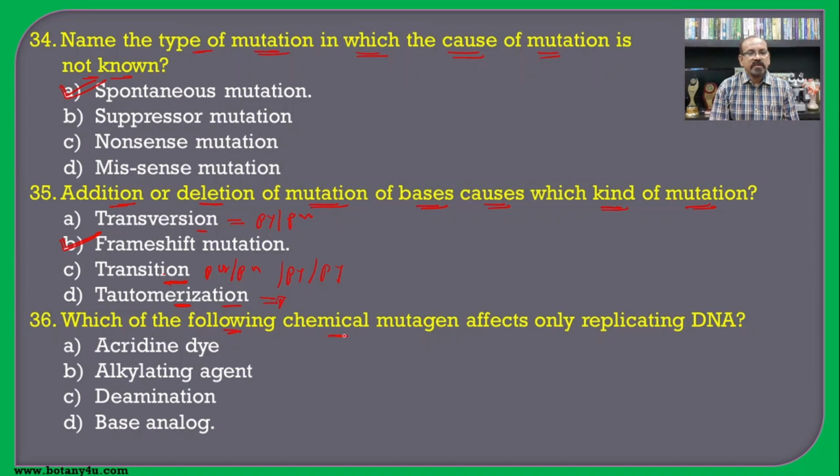Then which of the following chemical mutagens affects only replicating DNA? So if we see the process of replication and introduction of mutation during replication, then certain chemical compounds which are similar to the nitrogen bases are added during the replication. And such types of compounds which are similar are known as base analogs, and hence D is the correct answer for this question.